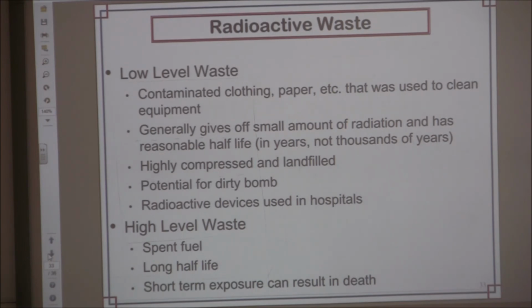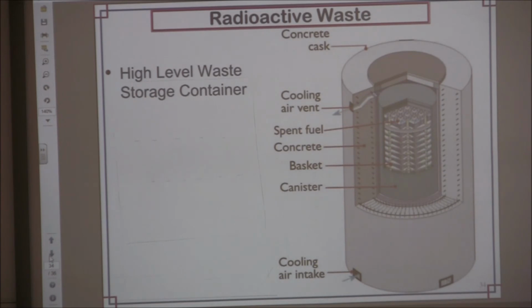High level waste is spent fuel. That's the dangerous stuff. Very, very strong levels of radiation and neutrons that can go through your skin. If you're exposed to high level waste, you can die very quickly because your cells will mutate and they will no longer work. Also very long half-lives. We talked about millennia, so long periods of time.